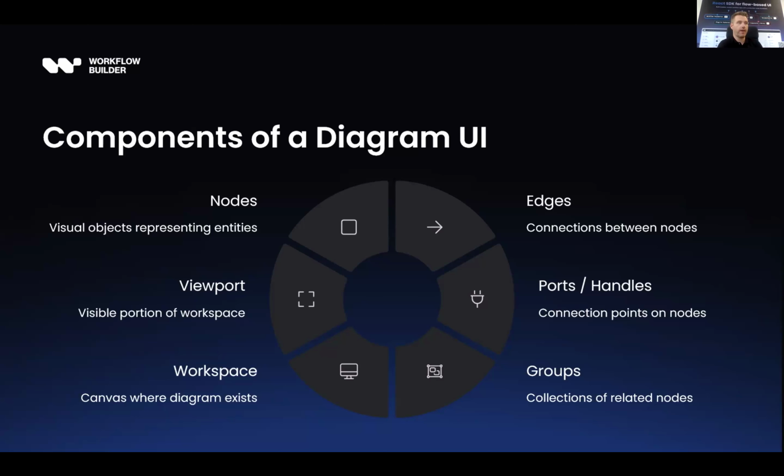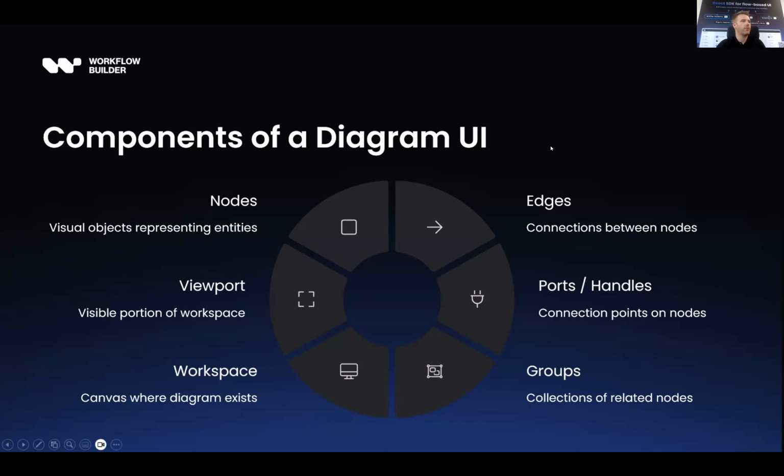And of course, all of those things are placed on a workspace. So the workspace is this 2D area with a coordinate system, thanks to which there are positions in which everything exists. And the viewport is a visible portion of the area. It usually has a scale applied, so you can zoom in and zoom out the viewport.